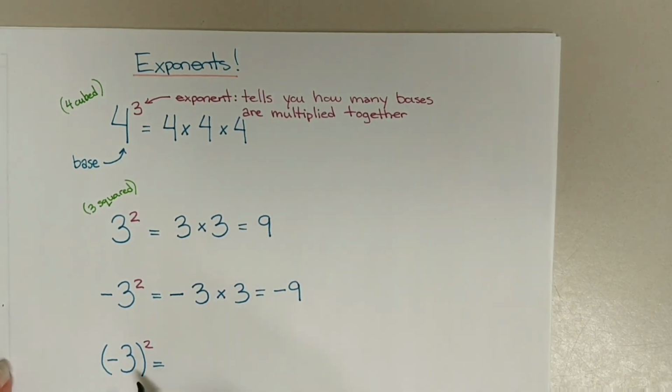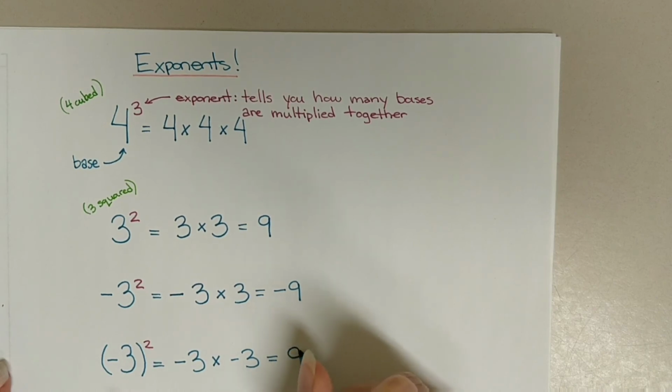And our final case here, we have a -3. This time it's inside a set of brackets. So this exponent, this 2, is applying to everything that's in the brackets. When we write out our base, each base is going to be -3. We multiply them together. A negative times a negative, so -3 times -3 is going to give us +9.